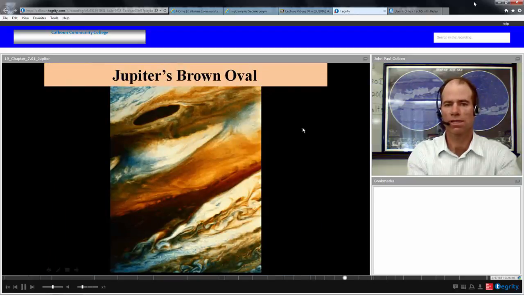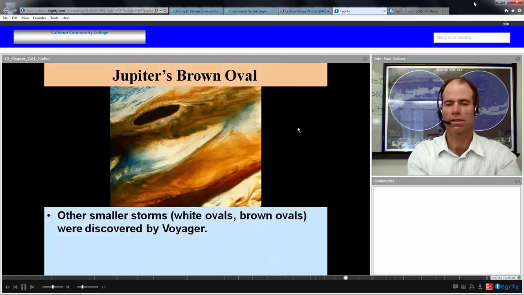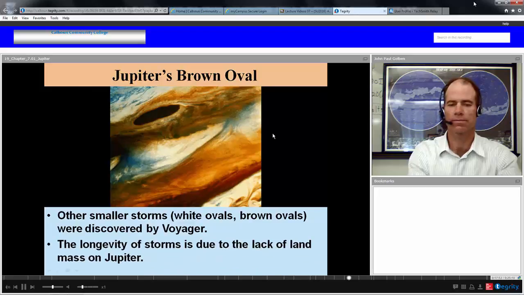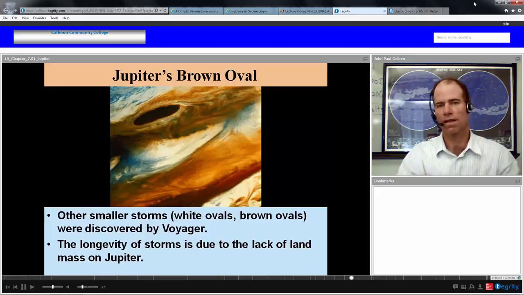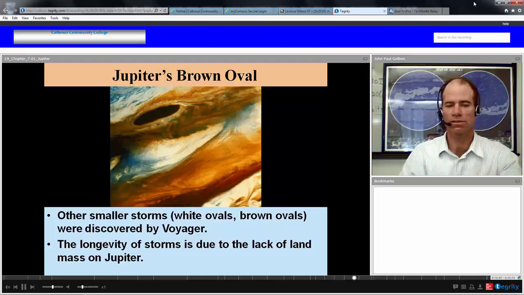Jupiter has other storms. It has this brown oval that's been around, and white ovals, other smaller storms, also discovered by the Voyager spacecraft. Longevity of the storms is due to the lack of landmass on Jupiter. If you had a storm and it hit a landmass, it would quickly start losing its energy. It would have no way to continue to obtain energy. But because of the lack of landmass on Jupiter, and mostly gaseous effects, these storms continue to go on and on and on.